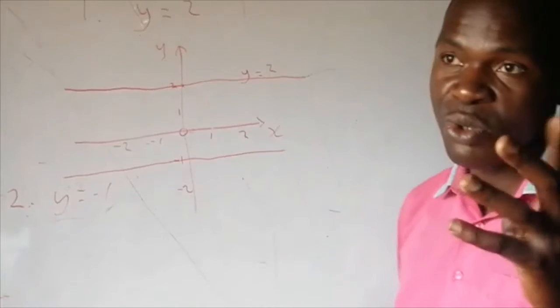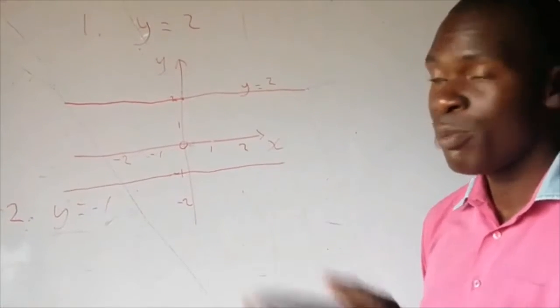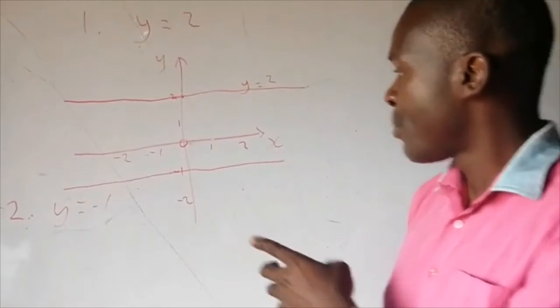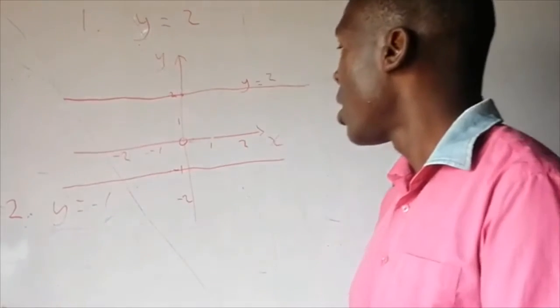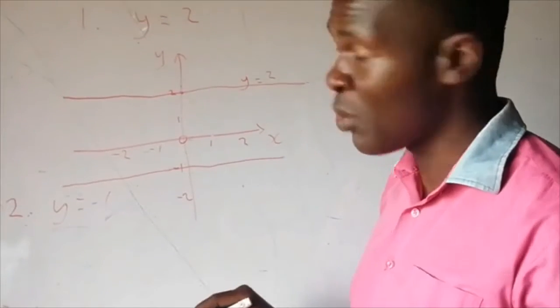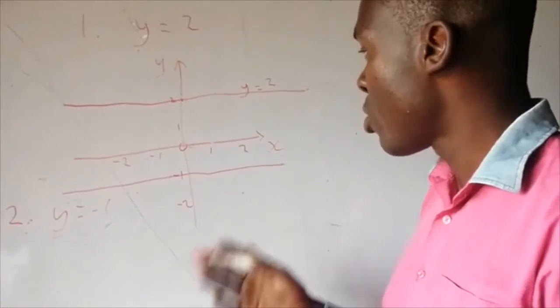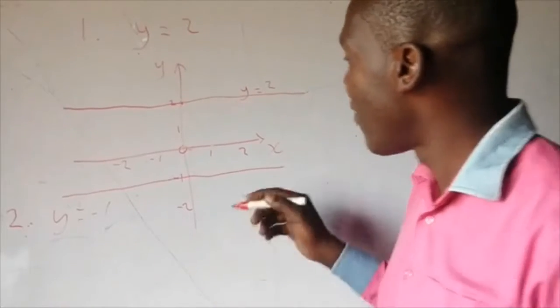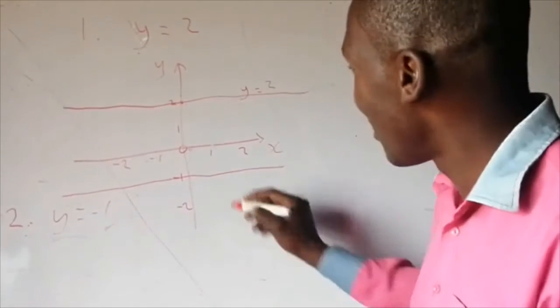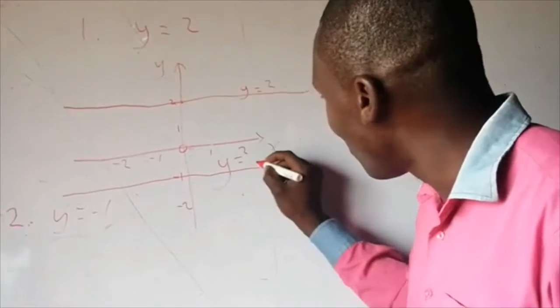Please, when you practice your questions, you must use a ruler. I'm using freehand because this is the available resource which I have right now. So y is equal to minus 1.